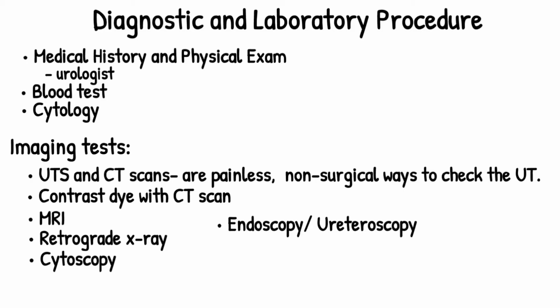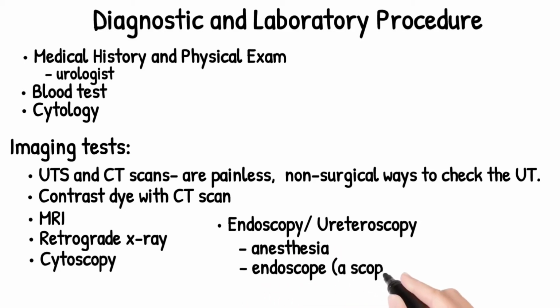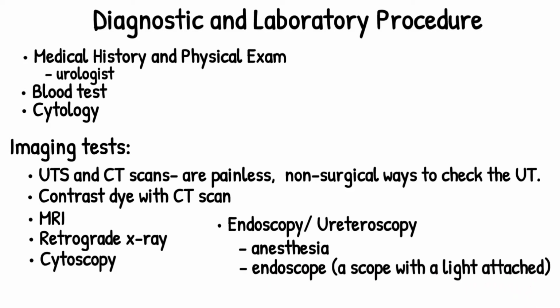If the urologist needs more information, he or she may do a direct visual inspection of your upper urinary tract. This is usually done while you are under anesthesia. An endoscope, a scope with a light attached, is inserted through the urethra into the bladder. It is then moved up to see inside the ureter and renal pelvis. If needed, the doctor will remove a sample of tissue to help in diagnosis, which is commonly known as biopsy.